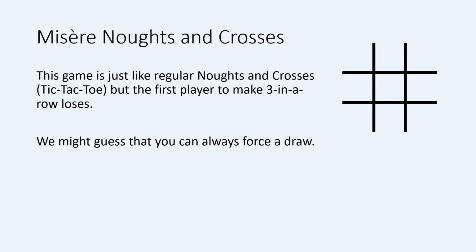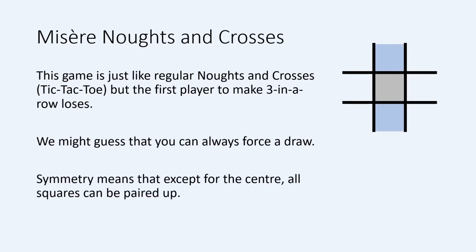Looking at the board, you can see that it's symmetric, and in particular, with the exception of the central square, each square is either diagonally or orthogonally opposite another square. So you can pair up each of the squares except the central one. How can player 1 use this to force a draw? If they first play a nought in the central square, then player 2 must play in one of the paired squares. Thereafter, whatever player 2 does, player 1 plays in the paired square.